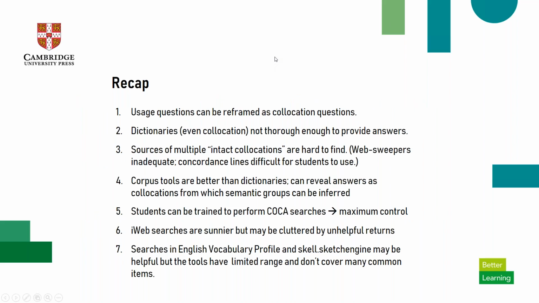Well, we're coming to the end of our time here. Let's give a little recap of where we are. I showed you that usage questions can be reframed as collocation questions. I showed you that dictionaries, even collocation dictionaries, don't usually provide very good answers. Sources of multiple intact collocations, like we had with those concordance lines, are hard to find.